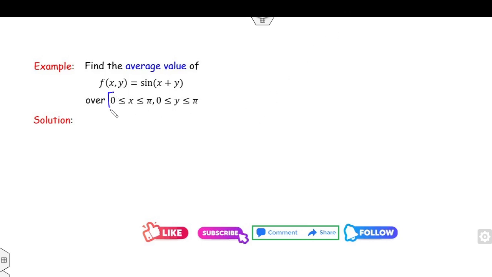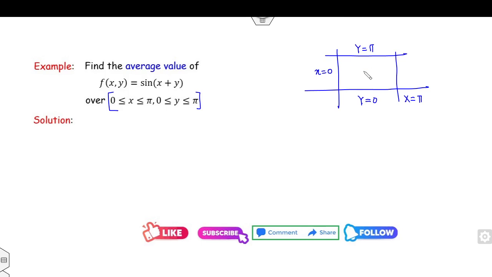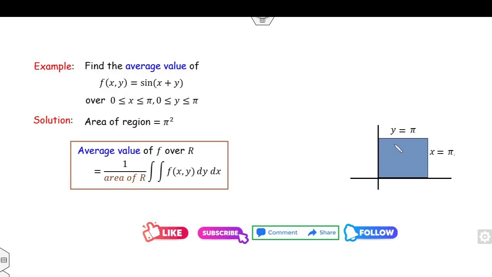Okay, look at that. Firstly, whatever the region is given to you, you can draw its diagram. x is 0, x is equal to pi, y is equal to 0, and y is equal to pi. Fine. So your shaded portion is this part, and this is my region R. Can you find the area of this region? Clearly, this represents a square. So what is the area of this case? OABC, OA into AB again, so that is pi into pi. So that is pi square. So the area of the region is pi square.